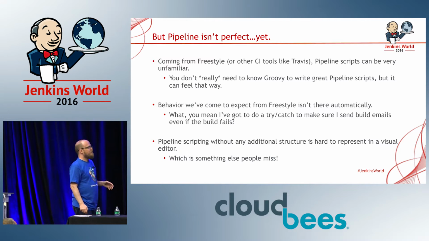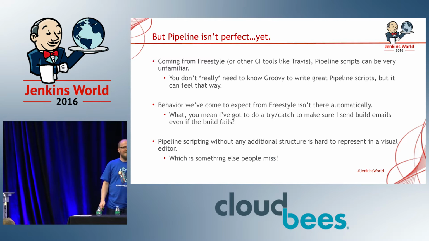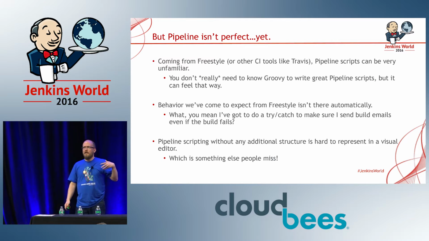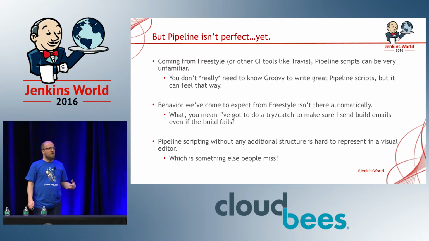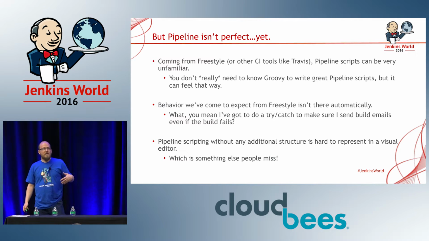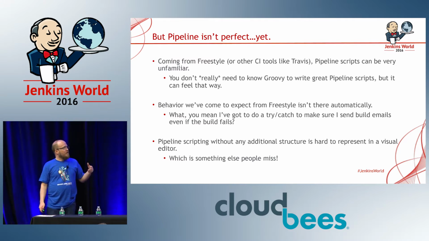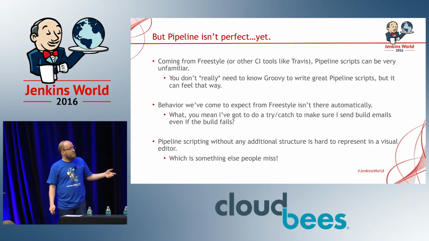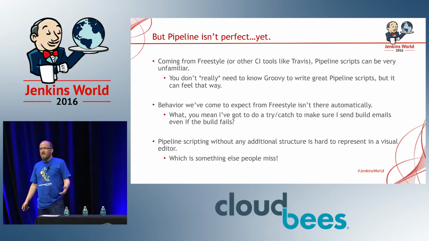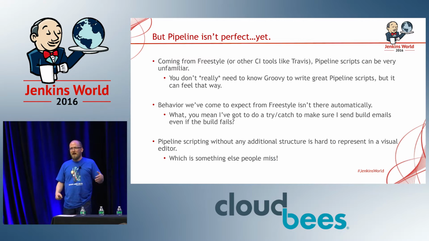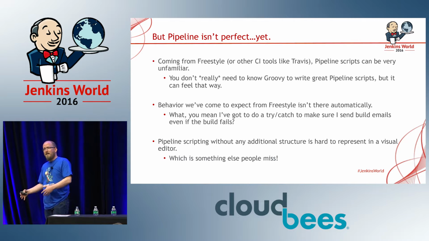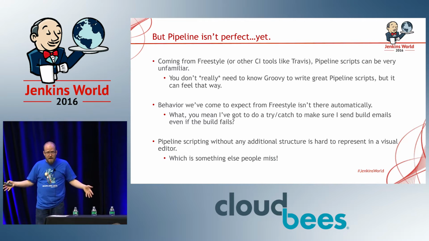And a lot of behavior that we've come to expect from freestyle isn't there automatically in pipeline, because you've got that significantly greater control. It means that there's a lot less opinionated behavior, a lot less default behavior. The most obvious of those is that you're not going to get build emails when your build fails unless you wrap your build in a try-catch or a catch error and send your email after that. Because when your build fails, it stops.